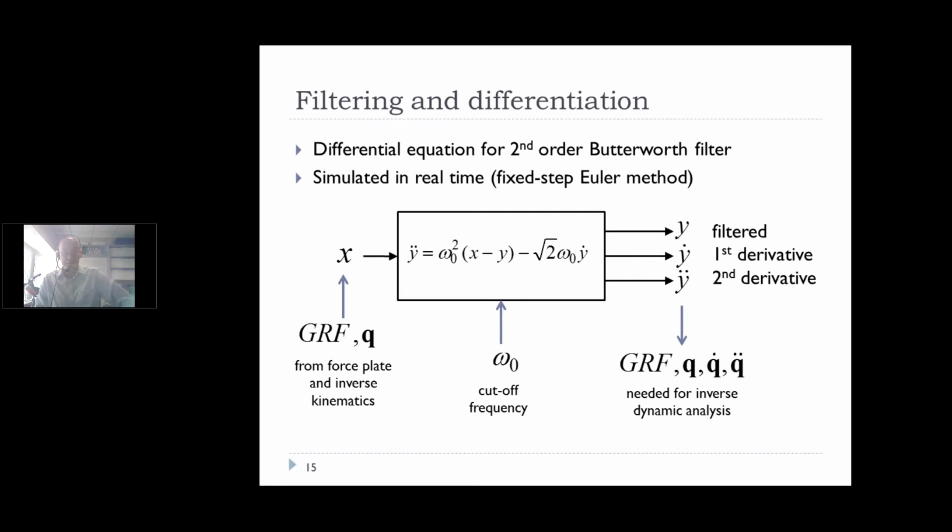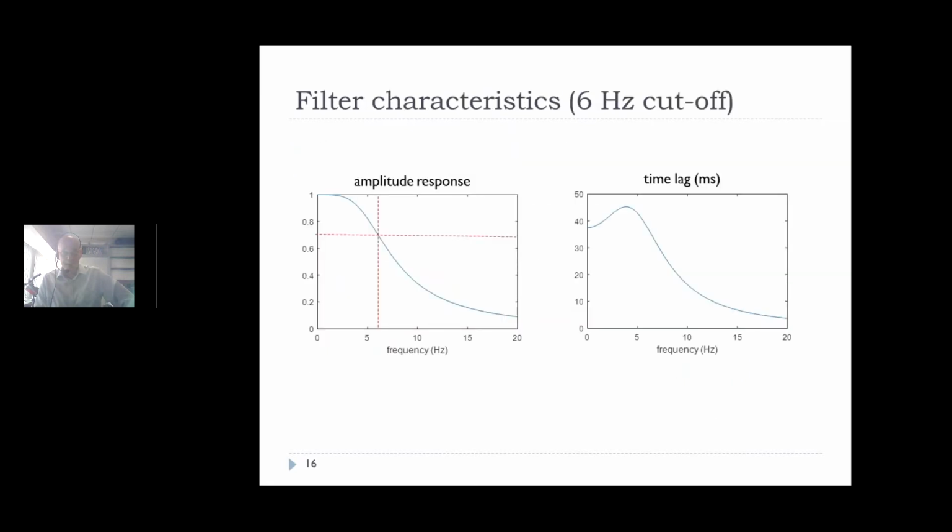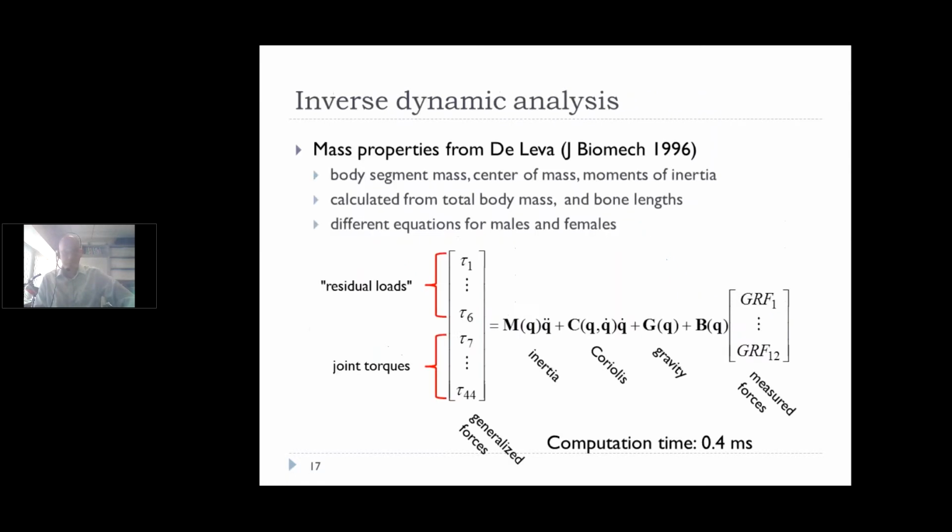Typically, we use a cutoff frequency of 6 Hertz for gait, but you can set that in the user interface. You can choose your own cutoff frequency. If you use 6 Hertz, you get this amplitude response, which is exactly the second-order Butterworth filter. What is important, what you don't normally have in offline analysis, is this time lag. In offline analysis, we use a zero lag filter. But you can't do that in real time because zero lag requires data from the future. So we always have a little bit of a time lag, and it's about 40 milliseconds when you use a 6 Hertz cutoff. So it's not much, but you have to be aware of it.